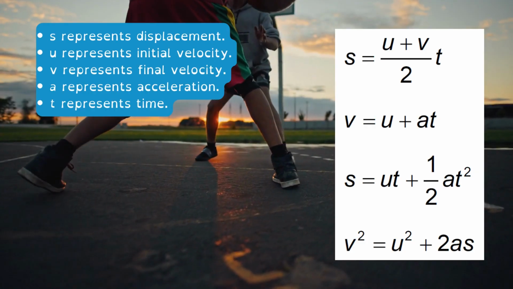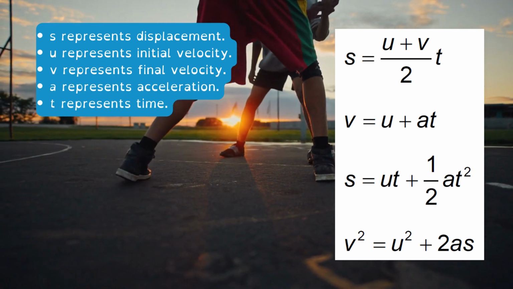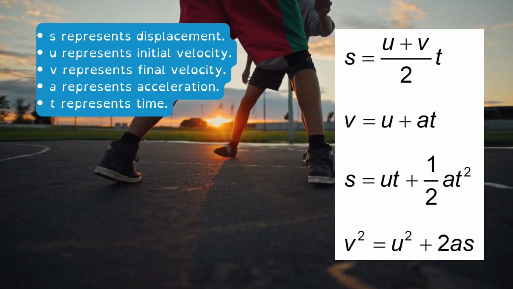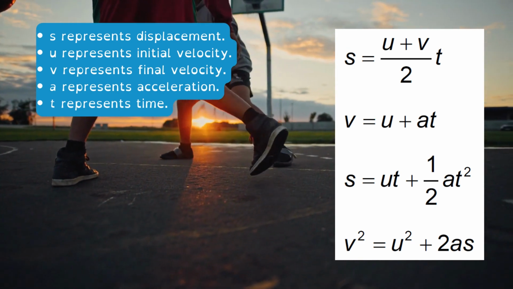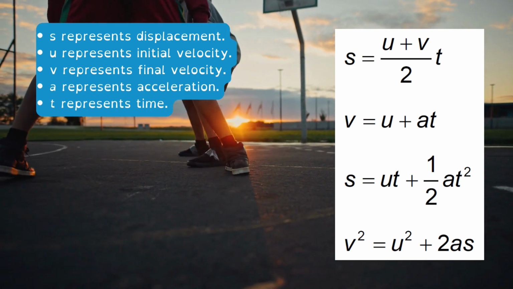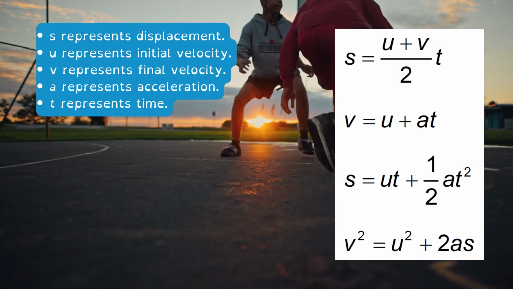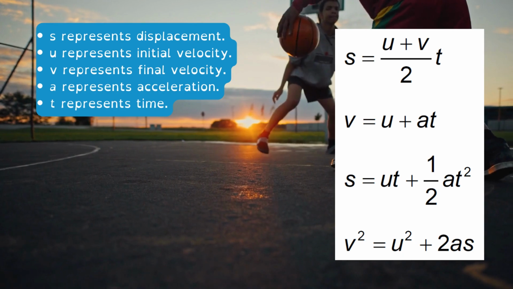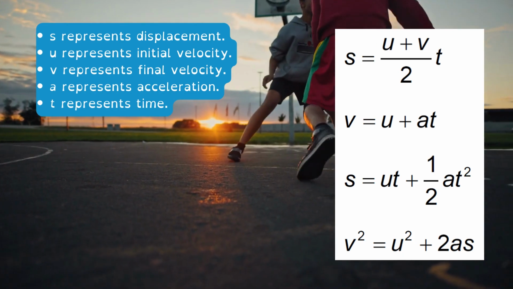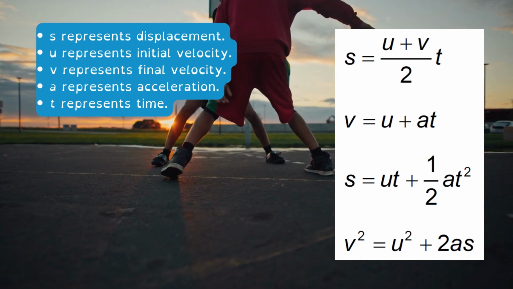Before we proceed, let's introduce you to the four equations of motion. V equals U plus at. S equals UT plus 0.5 at squared. V squared equals U squared plus 2as. S equals 0.5 (U plus V) T. Now, viewers, let's connect these equations to your personal experiences. Think about the moving object you sketched earlier. How do these equations relate to what you observed or felt during that experience? Take a moment to ponder this.